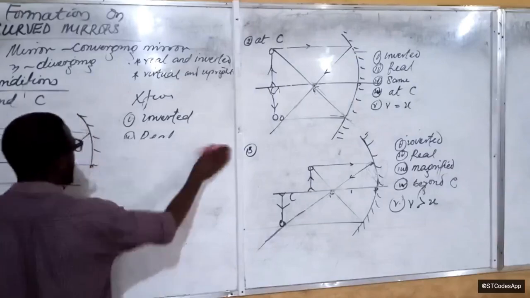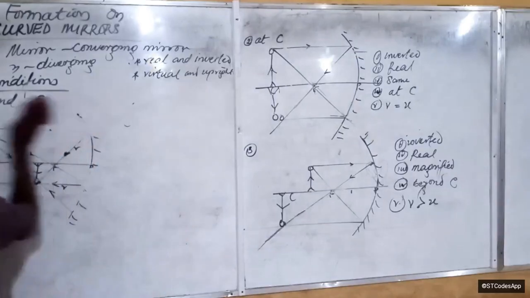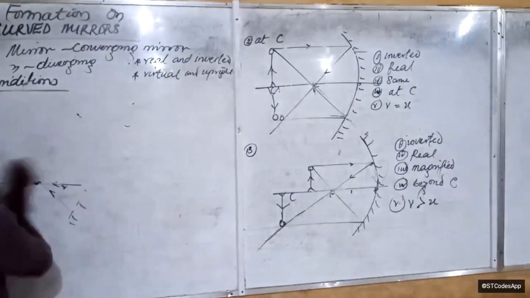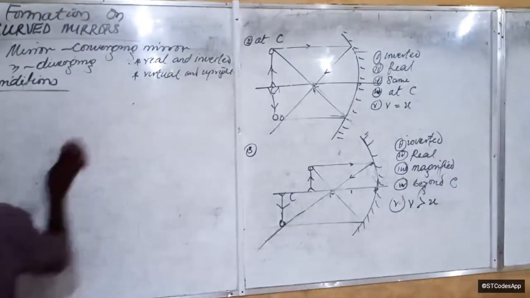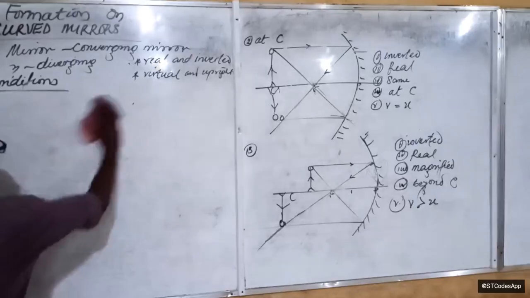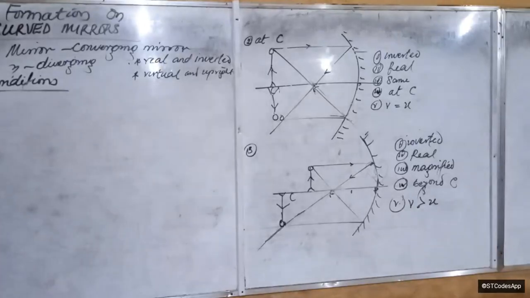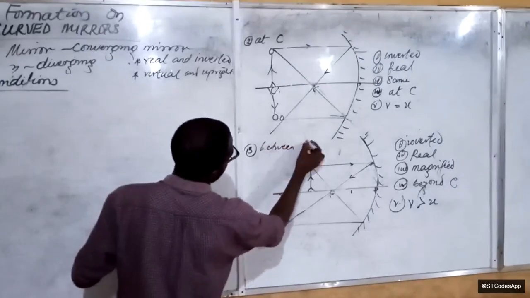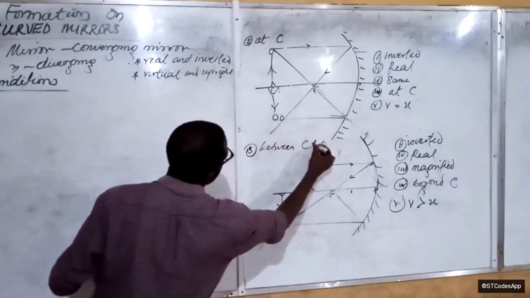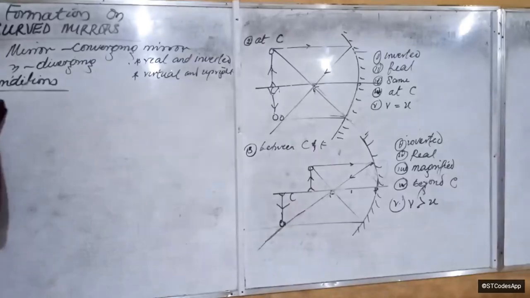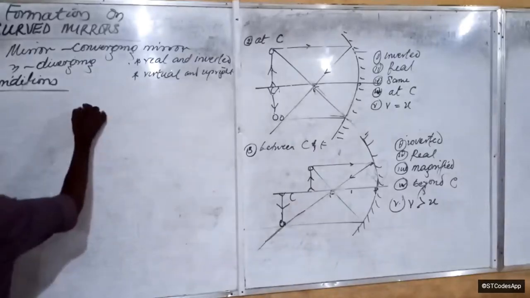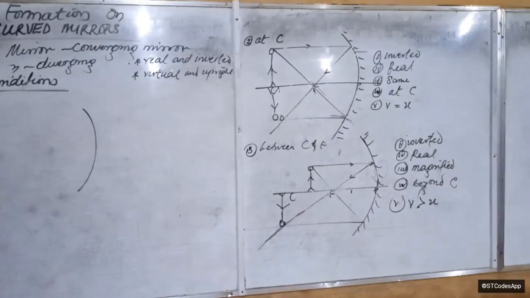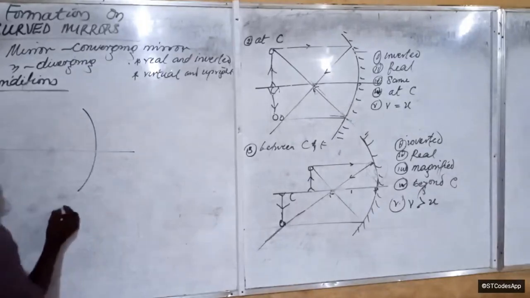How about an object that is now placed at F? What if I place our object now at F? So we are moving it closer to the mirror. We are taking it to F now. We will place our object at F. So this one is between C and F. If we now place it at F, what will be the case? So this is our mirror.